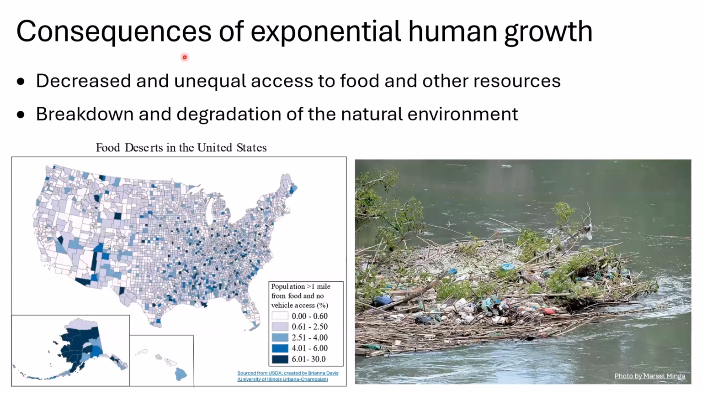However, there are consequences of exponential human growth. Resources are being depleted, and unequal access to food will likely increase. Furthermore, by taking resources, continuing to expand our geographic range, and creating plastics that do not easily degrade in the environment, we are also polluting and causing the breakdown and degradation of the natural environment. It is important to consider our future selves and the future generations of humanity and other organisms as we think about ways we can create a more sustainable world.